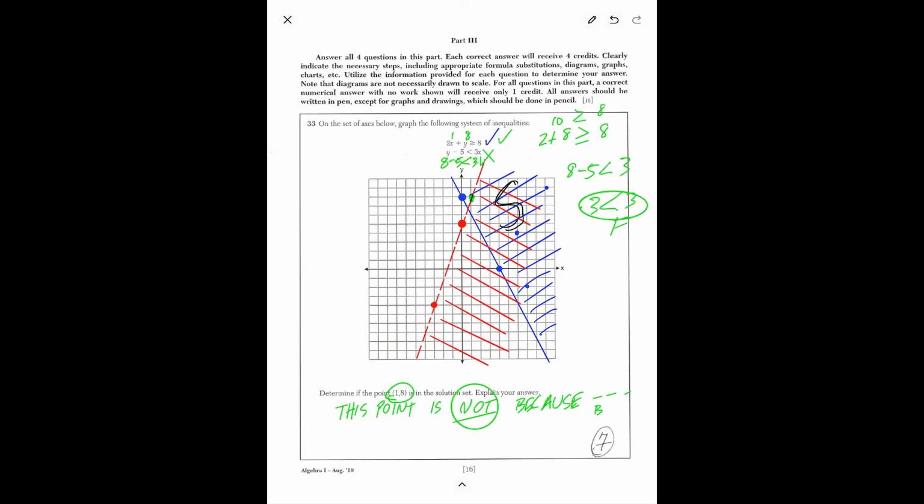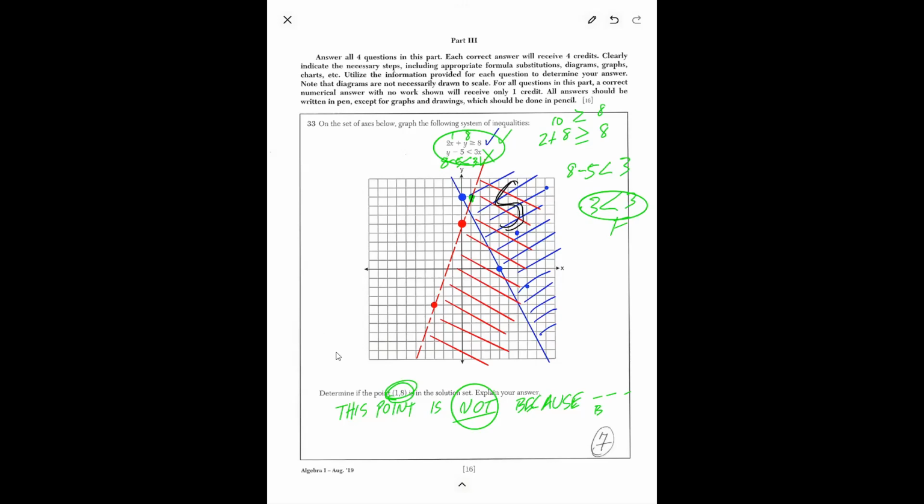So basically all I did was take this point and plug it into both inequalities. Now, in order to be a solution, it has to make both inequalities true, not just one. So anyway, this one isn't in the solution set. I checked it. It doesn't work. That's my explanation. So that's it.